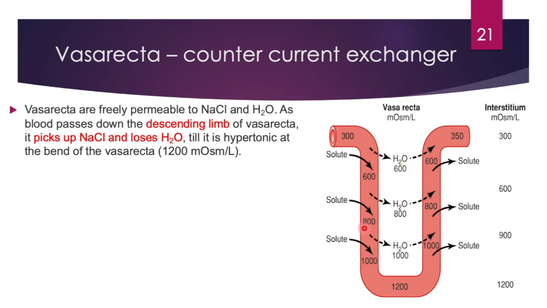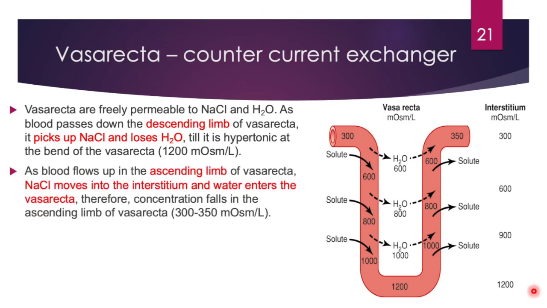So the blood at the bend of the vasa recta has an osmolarity equal to that of the interstitium of the tip of papilla, which is 1200 milliosmol per liter. In the ascending limb of vasa recta, the opposite events will occur. Sodium chloride moves into the interstitium while water enters the vasa recta. So this will cause the concentration in the ascending limb of vasa recta to fall to 300 to 350 milliosmol per liter.